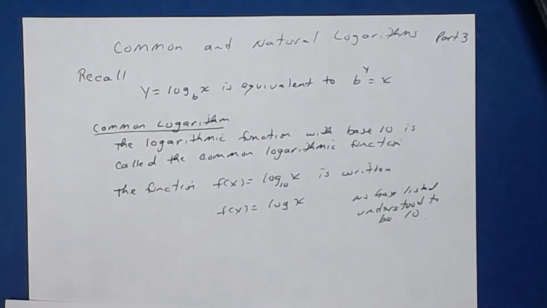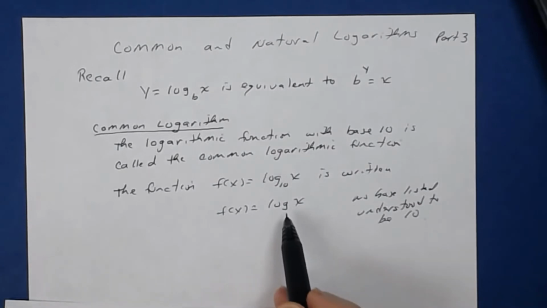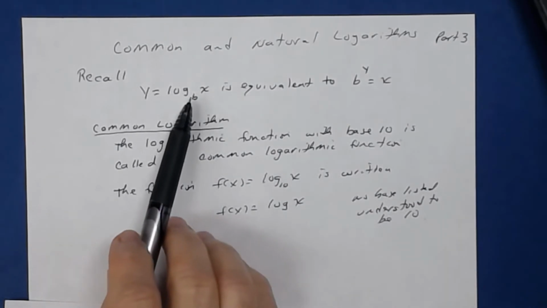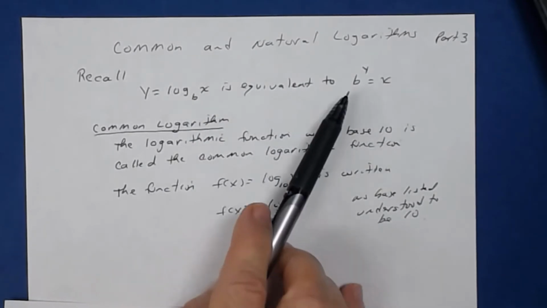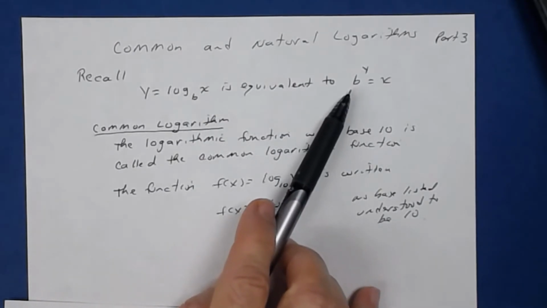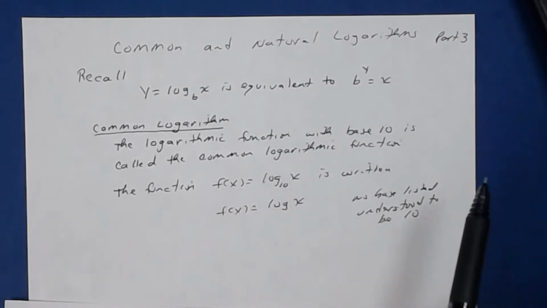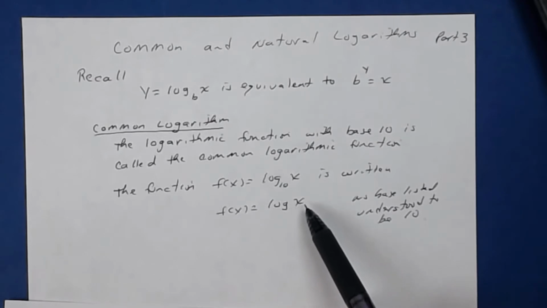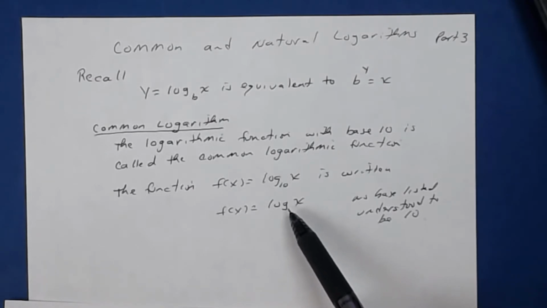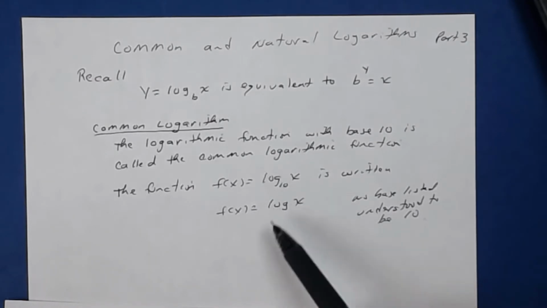So don't say, well, I thought if it's not listed, it's 1. First of all, remember the base can't be 1. We talked about the base of an exponential and the base of a logarithm: it can be any positive number, any number greater than 0, and it cannot be 1. So no base listed, what is it understood to be? 10. Log of x with no base listed means log of x base 10.